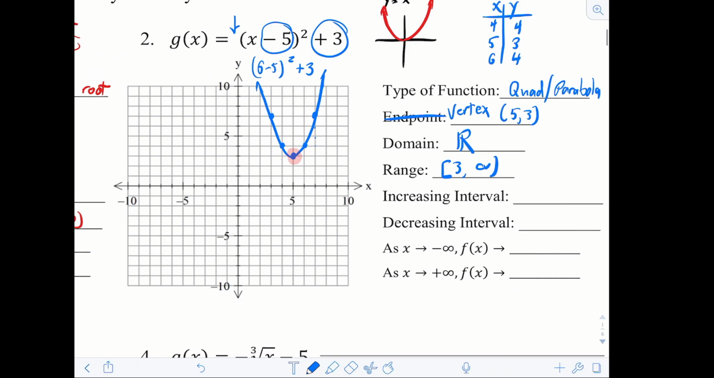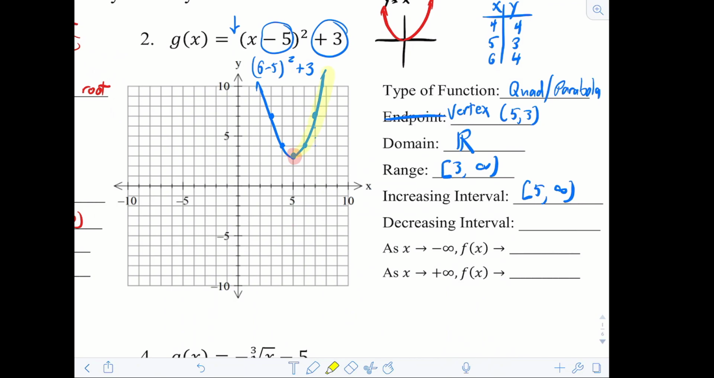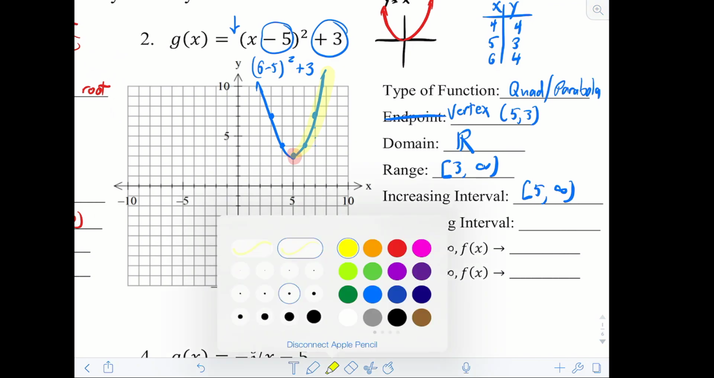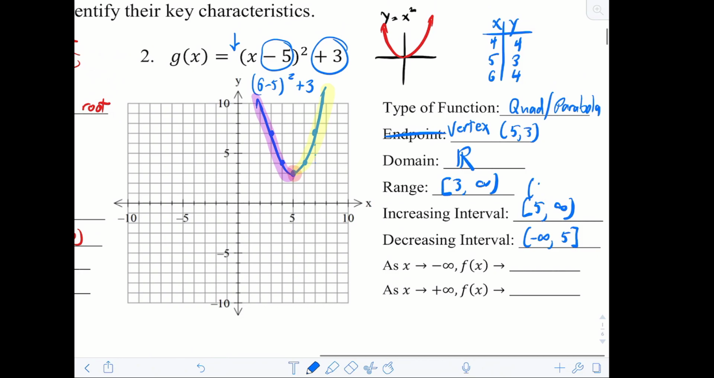The increasing interval is going to be from 5 to infinity because at this specific section right here, it is going up. So we're taking the x value from 5 to infinity, and then it is decreasing from negative infinity until I get to 5. So we'd say negative infinity until we get to 5. And yet again, brackets on both of those points. Yet again, your teacher might end up changing that around a little bit. Some teachers will say parenthesis 5 to infinity.